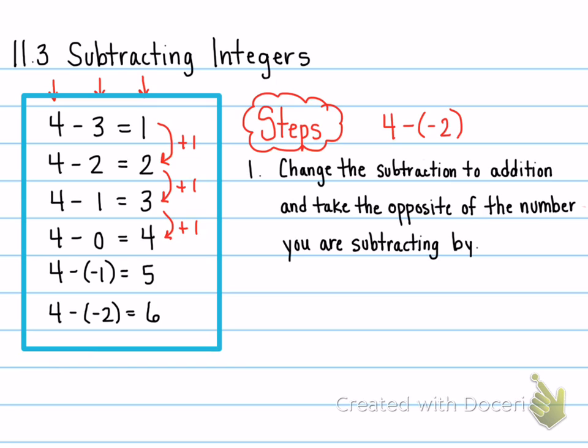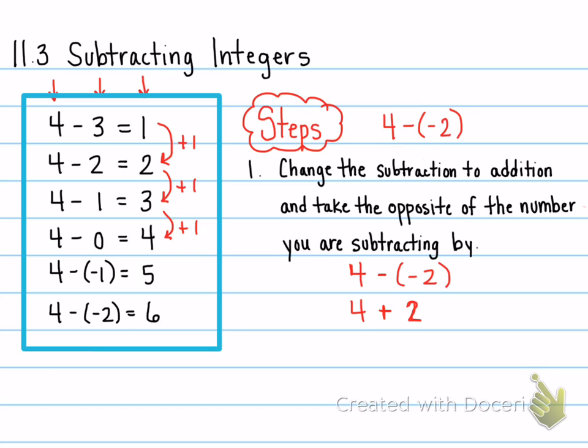Okay, so what a lot of people like to say is you keep, change, change. So for example, the 4 is going to stay a 4. You keep the 4. You change the subtraction. Actually, let me rewrite the problem here first. You keep the 4. You change the subtraction to addition. And you take the opposite of the number you're subtracting by, so that negative 2 will become a positive 2. And we don't have to write the positive in front of it. So we are left with 4 plus 2.